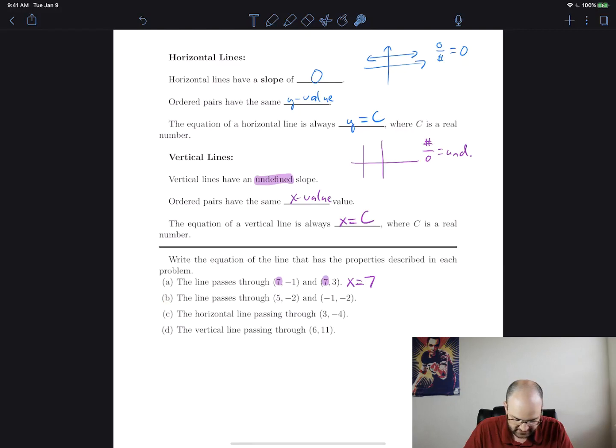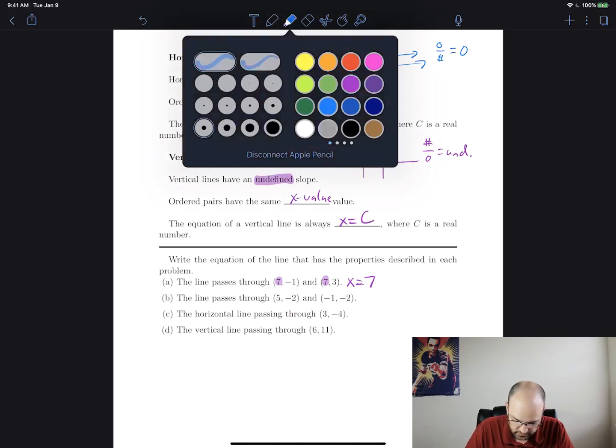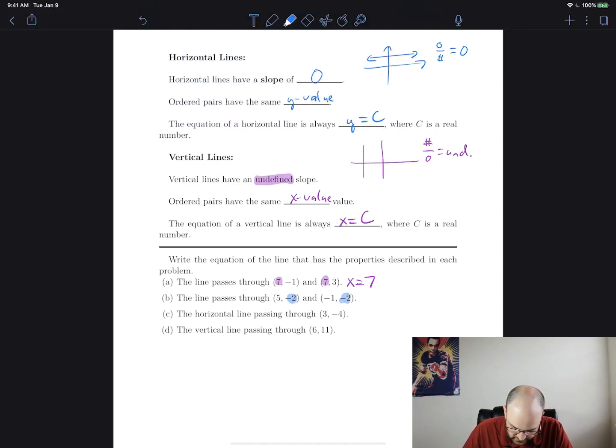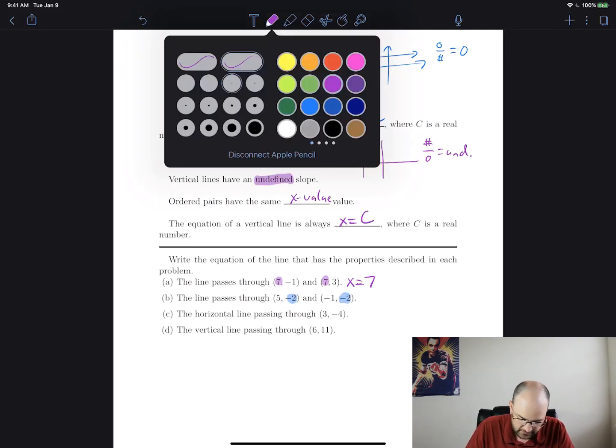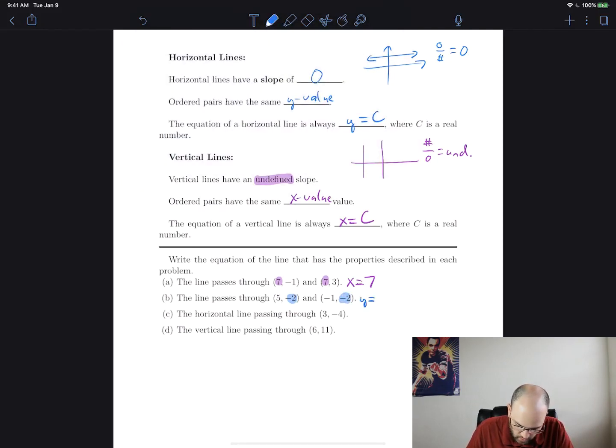Good. Now for the next one. The line passes through (5, -2) and (-1, -2). Now notice that for this one, the y values are the same. So that means that for this equation, the y value always has to be -2, so y equals -2 is the equation for this line. And because the y is the same, that means that this is a horizontal line, which means that it has a slope of 0. Good.